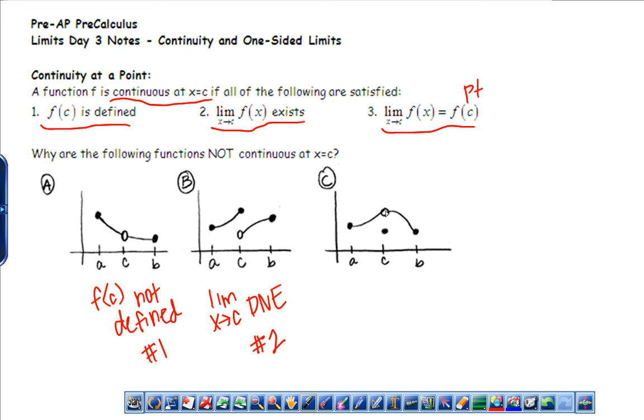Here we've got both situations going on. We have f of c existing, we have the limit existing, but the limit as x approaches c does not equal f of c, and that's number 3. So if any one of these things is happening, we're not continuous. We can see obviously from the graph why we're not continuous. Algebraically, though, this is why.